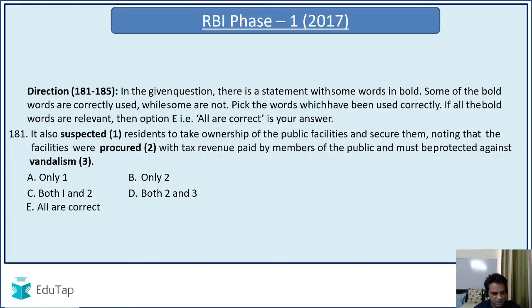If you read them logically, carefully, it will be very easy for you to find the answer, guys. It also suspected residents. I don't think suspected is the correct word here. It should be something like, it also pushed residents to take ownership of the public facilities and secure them, noting that the facilities were procured with tax revenue paid by members of the public and must be protected against vandalism. So I think option 2 is correct. Option 3 is also correct. So correct option is both 2 and 3. The correct option is option number D, guys. Very well done. Option A was wrong here.